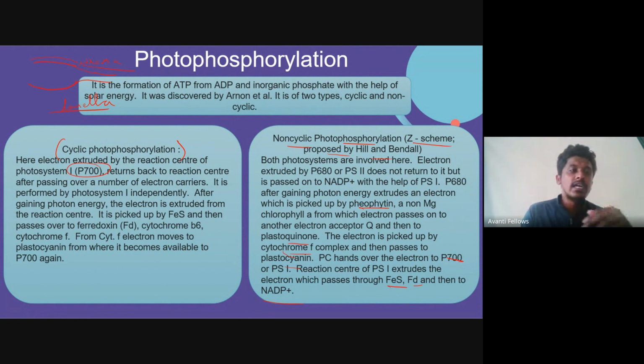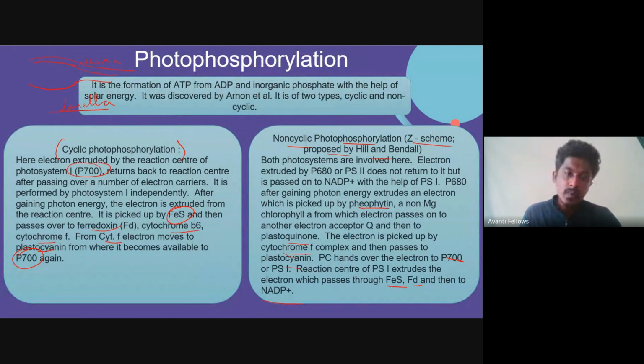After it gains the excitation, these electrons are transported through electron acceptors such as FeS, and then to ferredoxin, which is another electron acceptor, and then cytochrome B6, and then cytochrome F, and from cytochrome F it moves down to the plastocyanin, where plastocyanin gives back to P700 again. So this is called cyclic photophosphorylation. Why are we discussing this? The reason we are discussing this is that the light reaction happens in the chlorophyll. Correct, right?